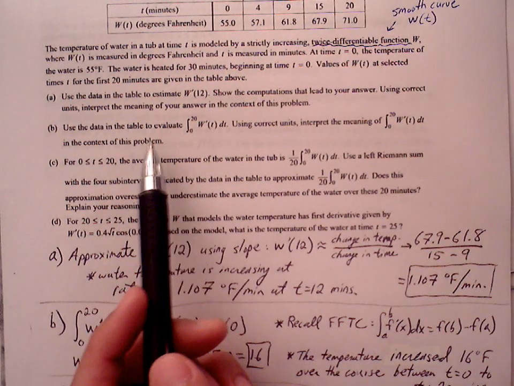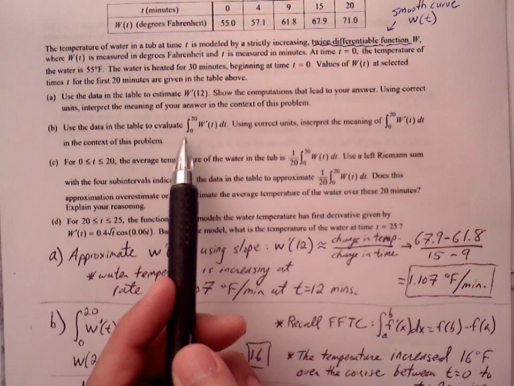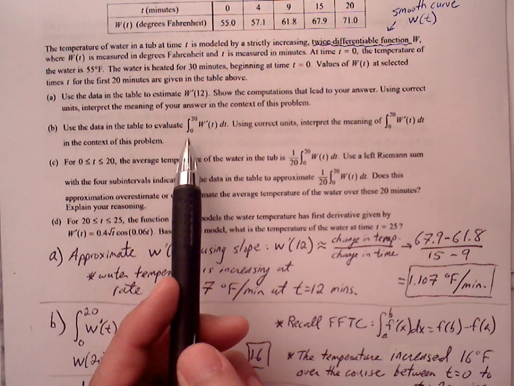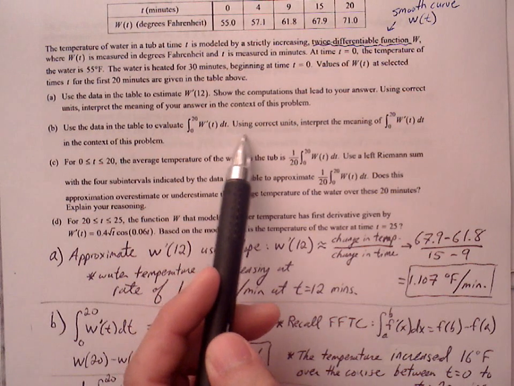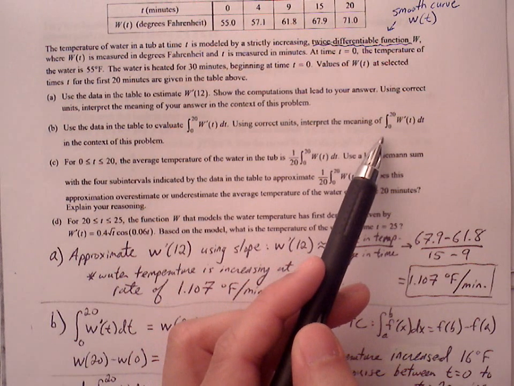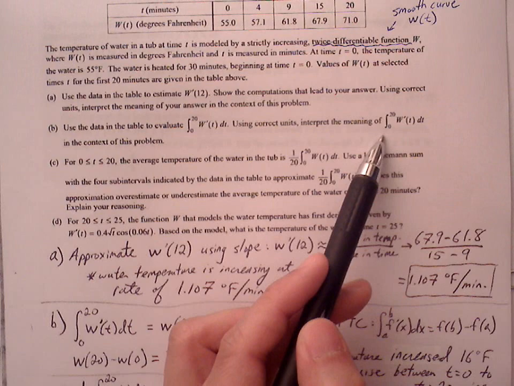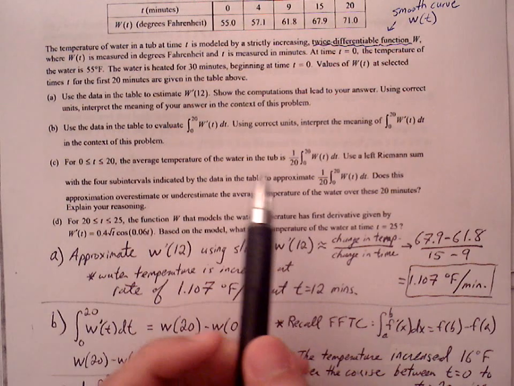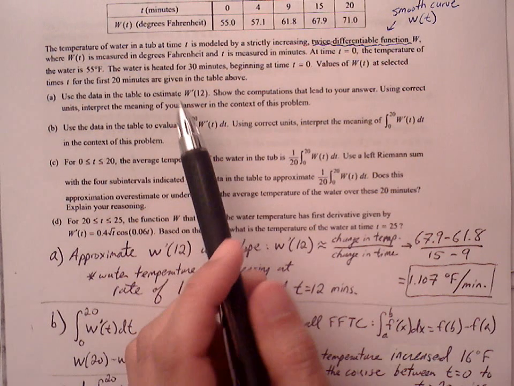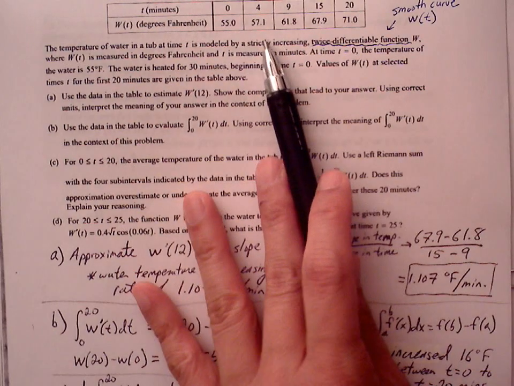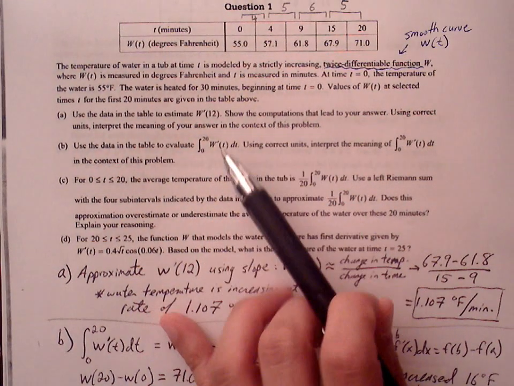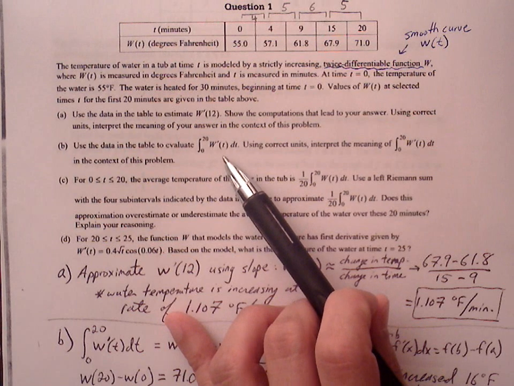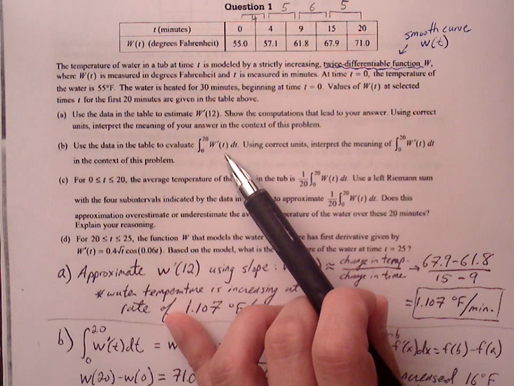Okay, part B. Use the data in the table to evaluate the definite integral from 0 to 20 of W prime of t dt. Using the correct units, interpret the meaning of this integral from 0 to 20 of W prime in the context of this problem. Well, we don't have W prime in front of us, so we're not going to use Riemann sums here in this case, and we're not going to be accumulating values of W prime.